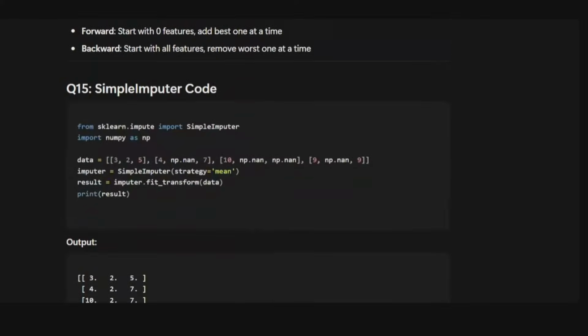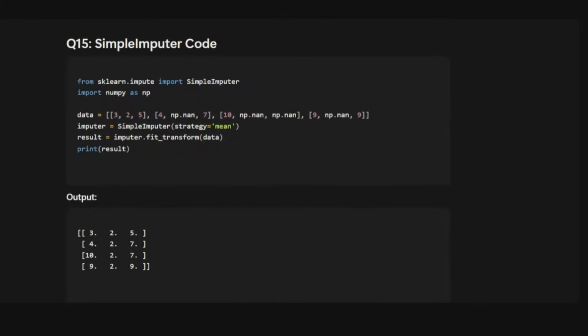Next is your simple imputer code. You have to write the Python code to apply simple imputer on the given data set. This data was given as it is, and you have to write the expected output. This is another 6 marker.